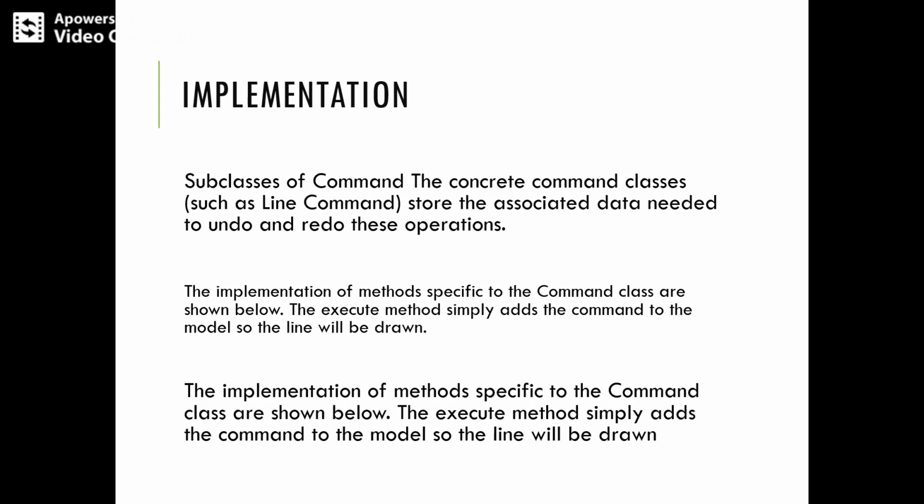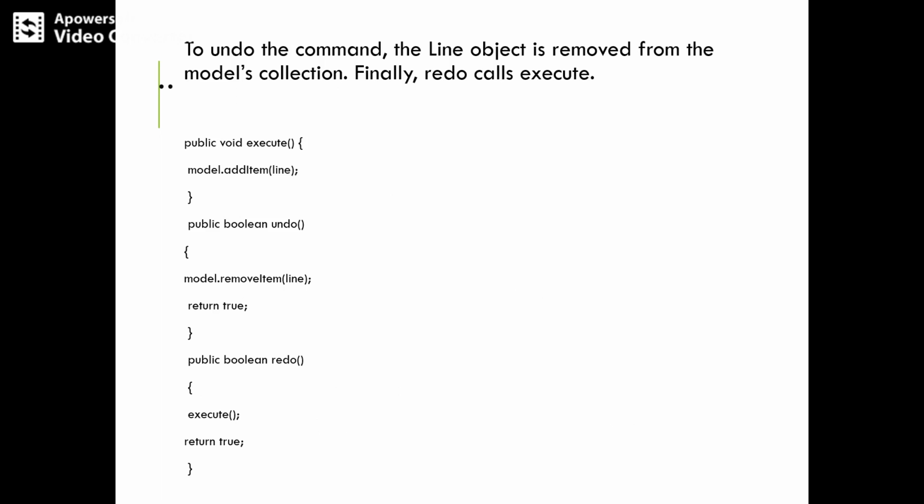Next we are going to discuss the code, how we are going to show the line object. In the command class, the execute method simply adds the command to the model, and the line will be drawn. The undo command removes the line object from the model collection. Finally, redo calls execute again.